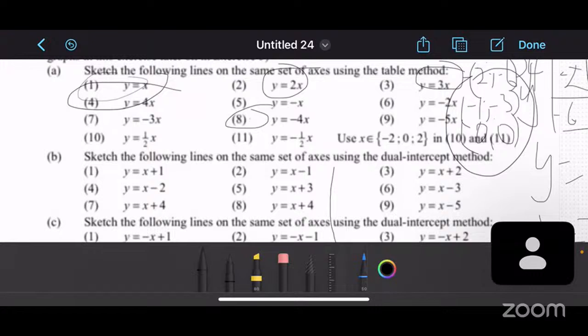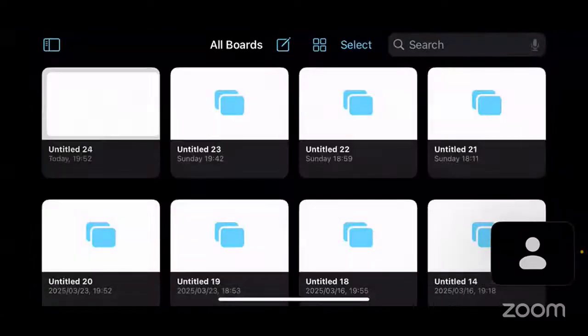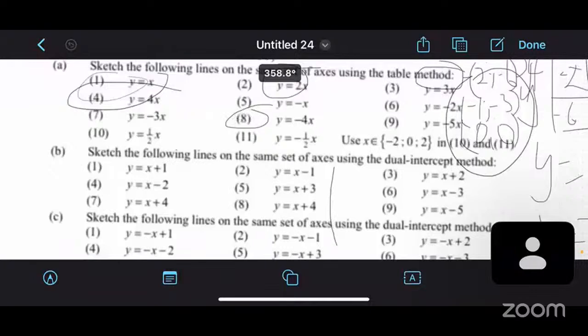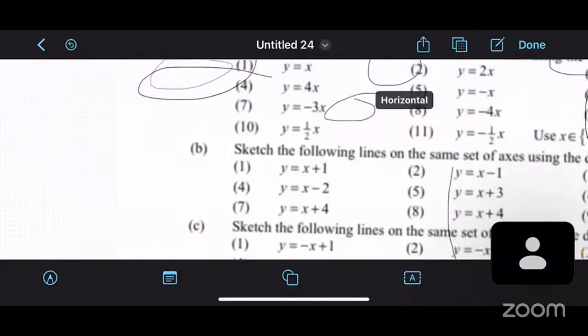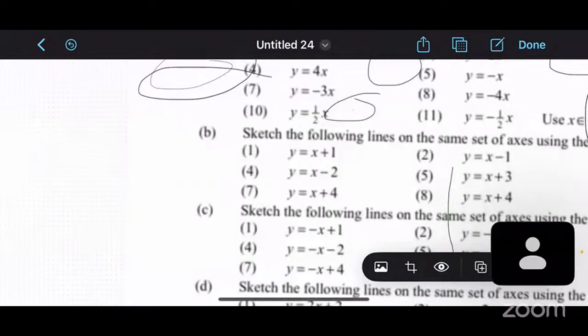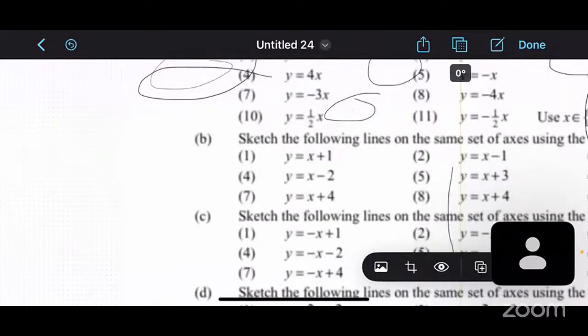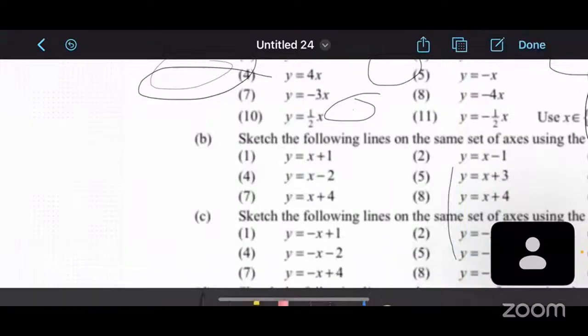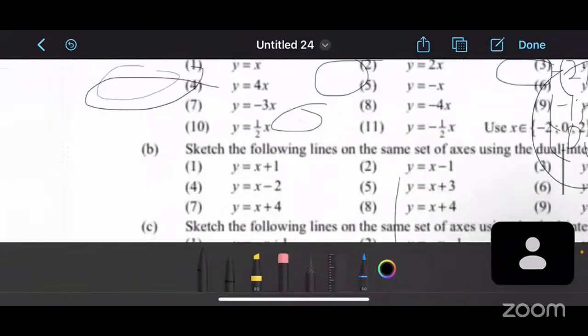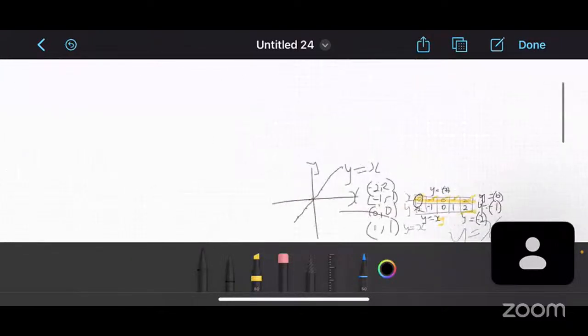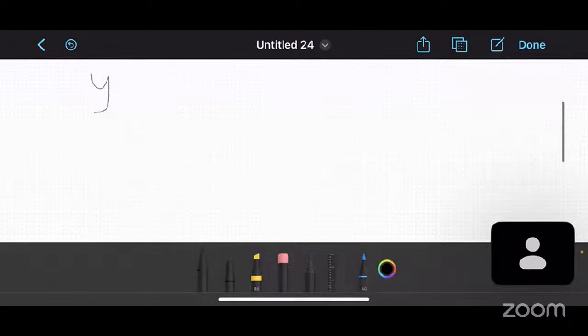So what you're going to do now, you're going to try and take one. Which one should we take? Okay, let's take this one. y is equal to x plus 4. y is equal to x plus 4.